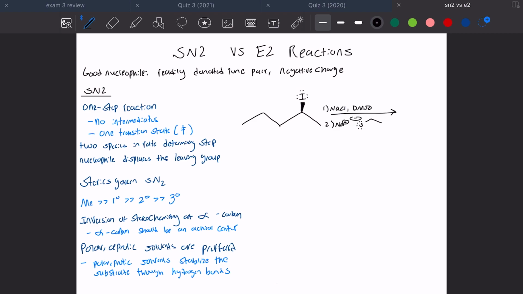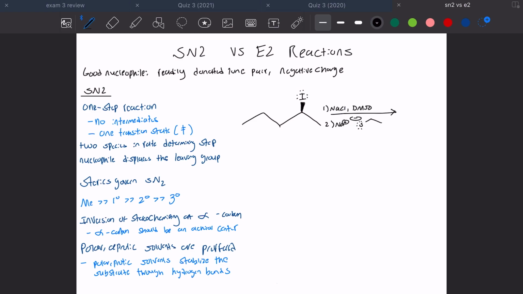Whenever you have a chiral center or an asymmetric alpha carbon, there's going to be an inversion of stereochemistry, from R to S or S to R. Every time you add the nucleophile and displace a leaving group, there will be an inversion. But if you don't have a chiral center, then there's no inversion that's going to happen. So only apply this when you have 4 different groups attached to your alpha carbon.